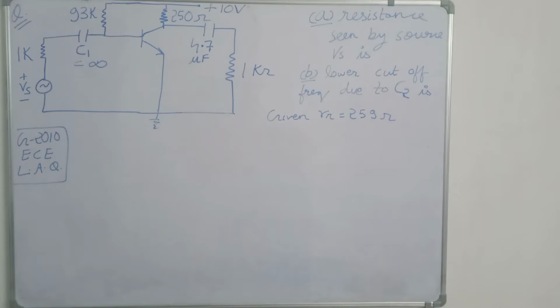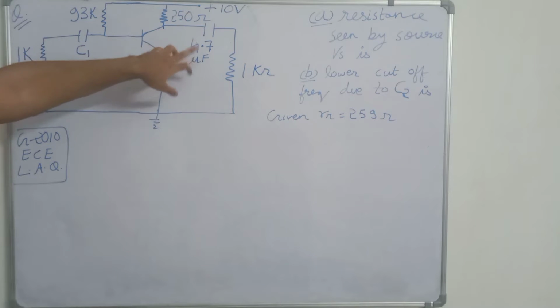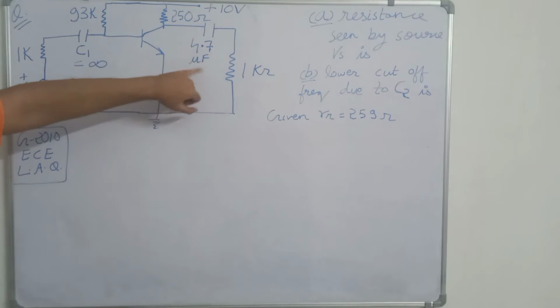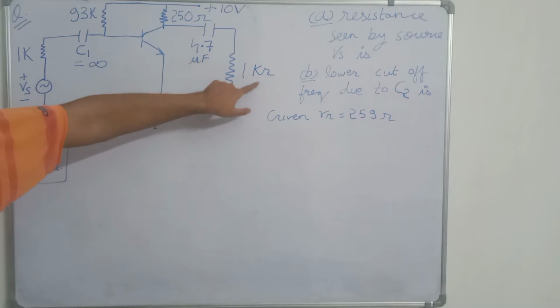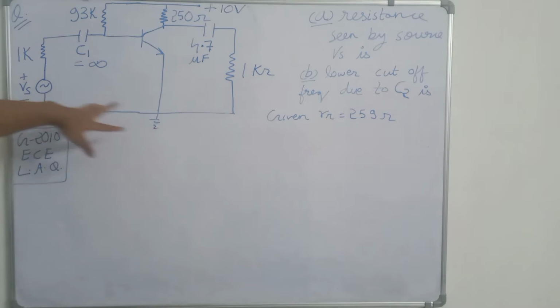So in this question from GATE 2010 electronics branch, this is a linked answer question. A common emitter amplifier is shown. So this is a common emitter amplifier. This is 93K resistance. This is 250 ohm resistance. This capacitor is 4.7 microfarad. This is load resistor 1 kilo ohm.